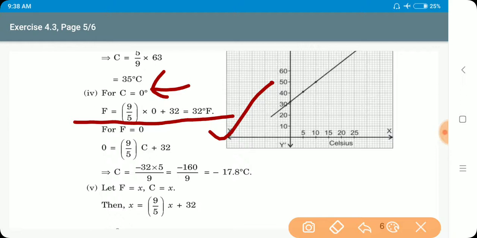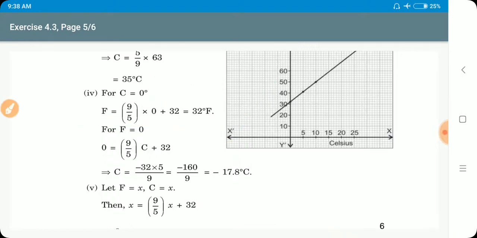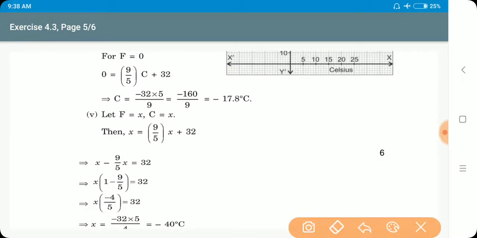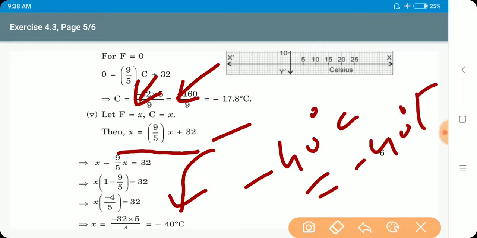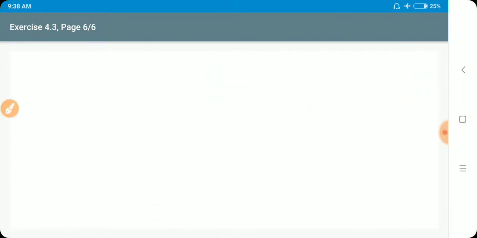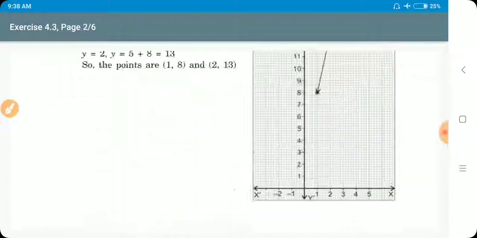Now he is asking at what value both temperatures will be the same. So let Fahrenheit and Celsius be the same. In place of Fahrenheit I am putting x, and in place of C I am also putting x. So I get x = 9/5 x + 32. When I solve it, I get x equal to minus 40. So minus 40 degrees Celsius is equal to minus 40 degrees Fahrenheit. Okay, thank you. I think you got it.